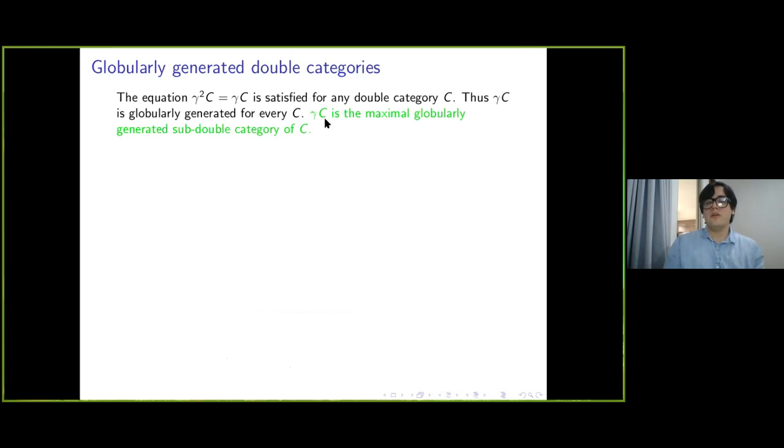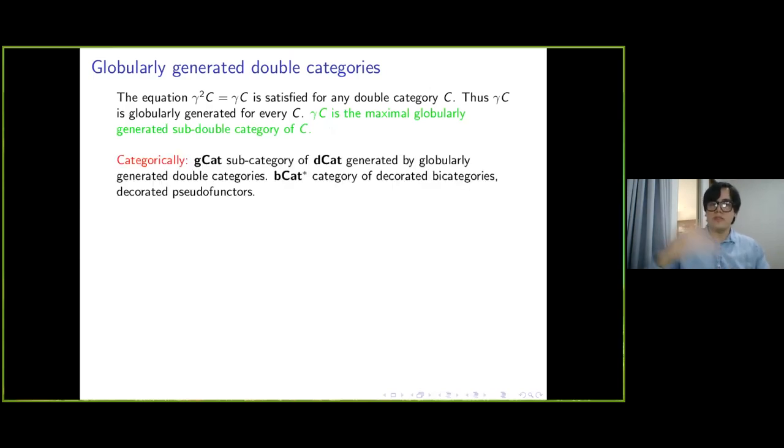And so the globularly generated piece, gamma C, of a double category C is the maximal globularly generated sub-double category of the double category C. So globularly generated double categories are the minimal solutions to internalization problems. And every double category contains canonically a maximal globularly generated sub-double category, which is a solution to the same problem of internalization as the original double category. We can put this categorically very nicely, or very neatly.